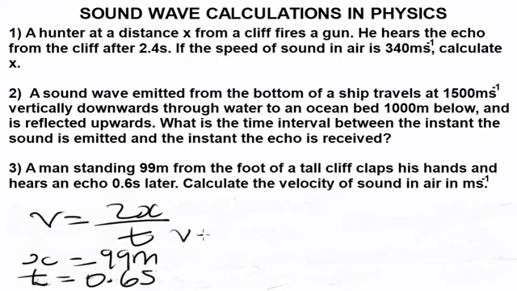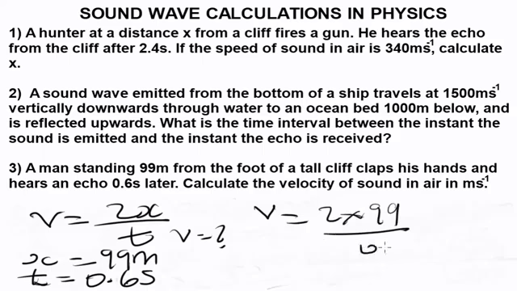So we don't have the v, we are looking for v. So let's impute this parameter in this formula. When you do, you're going to have v equals 2 times 99 over, so we have the time to be 0.6. So when you simplify this, let me punch it in my calculator.